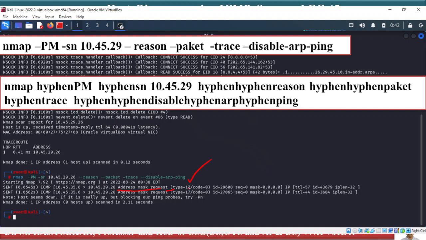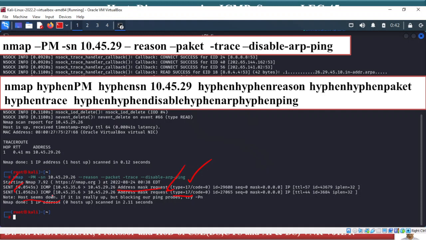So again it sent an ICMP type 17 packet, sending again and again, and it did not get any reply. So it is saying that the host seems to be down, isn't it? This is the procedure, isn't it?